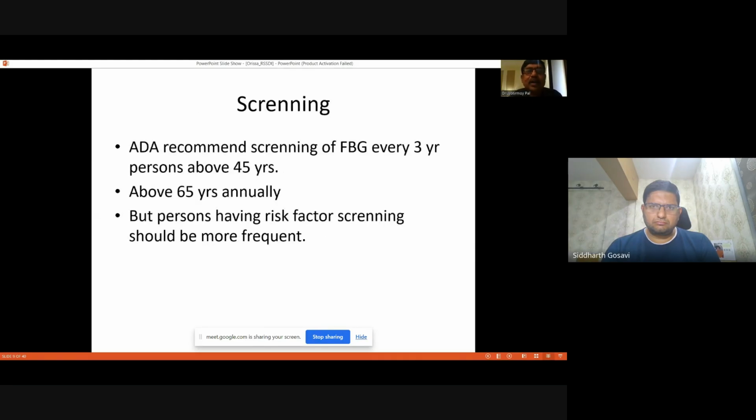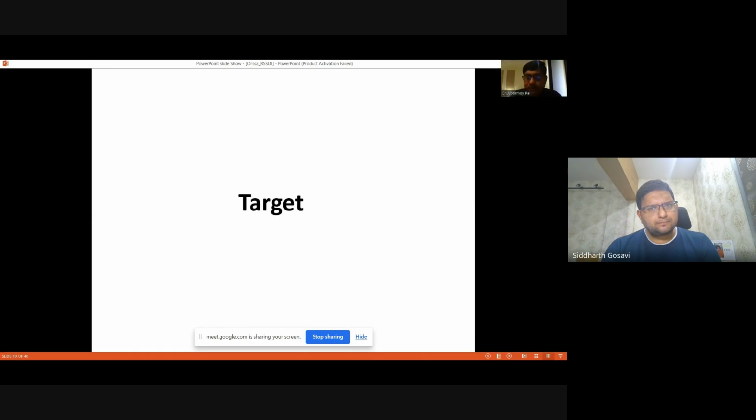blood sugar. So ADA recommends that above the age of 45 years, every 3 years, fasting blood sugar should be screened. But if the patient is above 65, then screen both fasting and postprandial, and that should be yearly. But if the patient has other risk factors, the screening should be more frequent. Suppose a patient at the age of 55 suffers from AMI or some stroke, or has dyslipidemia, there the monitoring should be more frequent. Now, very important is the target.